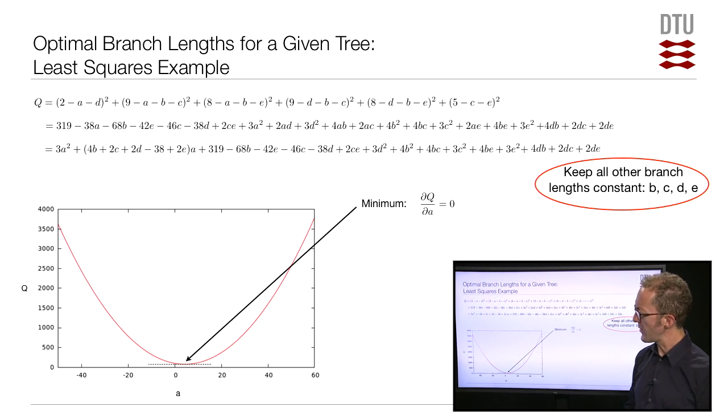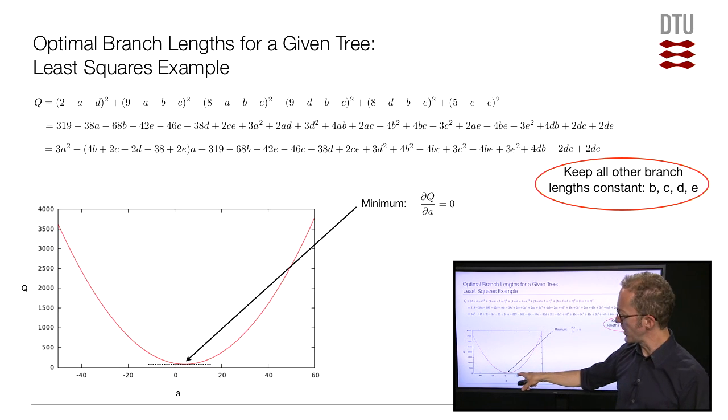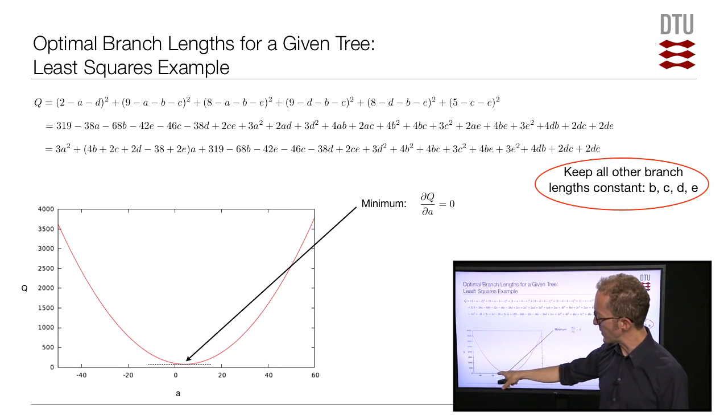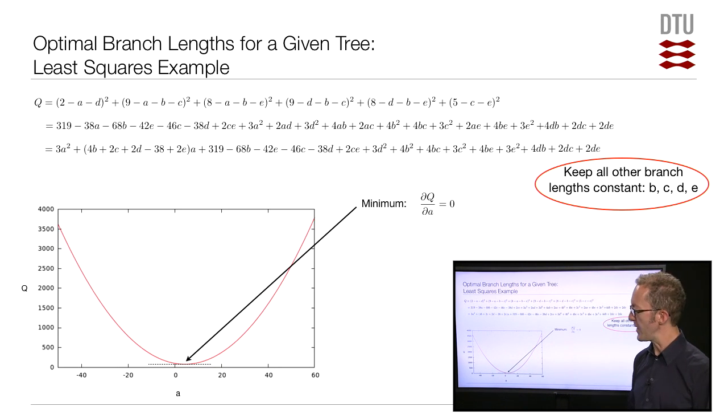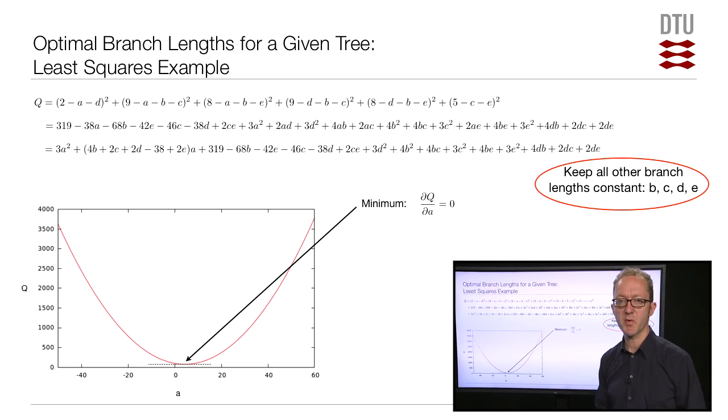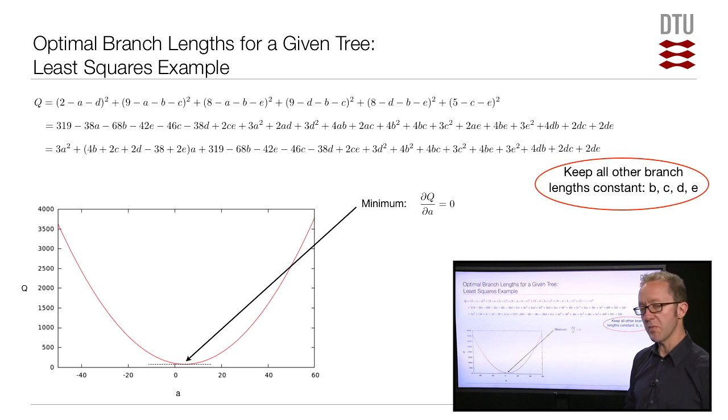Our goal, I remind you, is to find values of branch lengths that minimize Q. In this particular case, that means we need to find the value of A which is at the bottom of this parabola. We need to find the minimum of the curve. As you will probably recall from high school math, the way to find a minimum of a curve is done by differentiating the function for that curve and finding the place where that differential is 0.